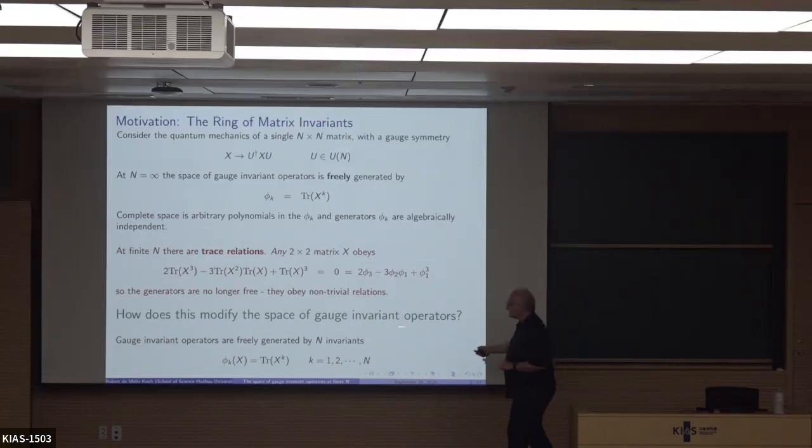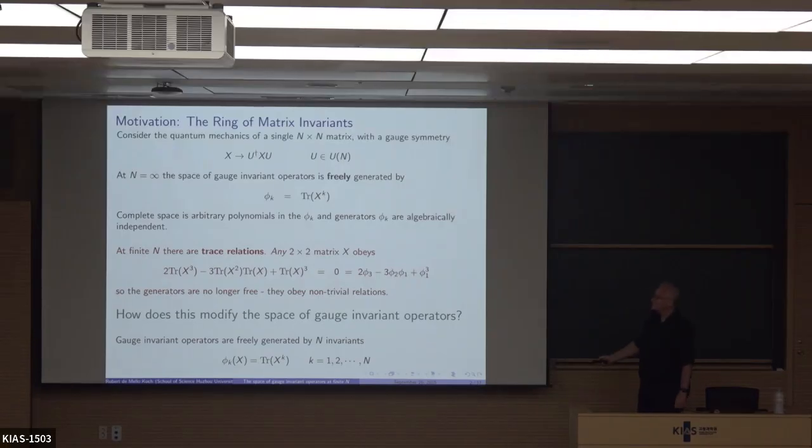So you can ask, how does this modify the space of gauge invariant operators? So I'm just going to tell you the answer now. We'll talk about this in a little bit more detail. What it does is it means that now gauge invariant operators are freely generated by only n invariants. It's phi k, and you restrict k to go from 1 to n. So this is a simple problem that's been well studied, well understood. This answer you would have guessed just from the fact that the gauge invariant data inside X are its eigenvalues, and X has got n eigenvalues, so that's not surprising.